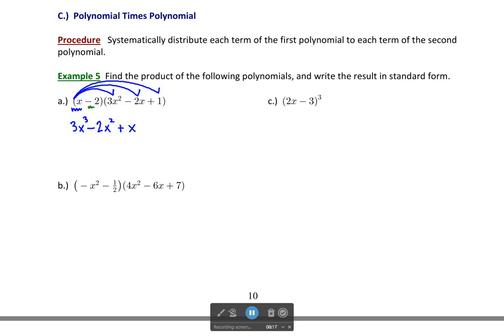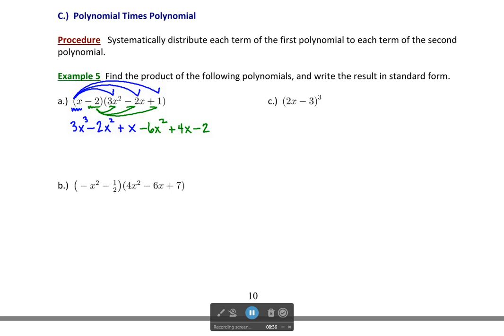Then I'm going to move to the second term, negative 2, and distribute it to each term of that second trinomial. Negative 2 times 3x squared gives me negative 6x squared. Negative 2 times negative 2x is positive 4x, and negative 2 times 1 is negative 2.